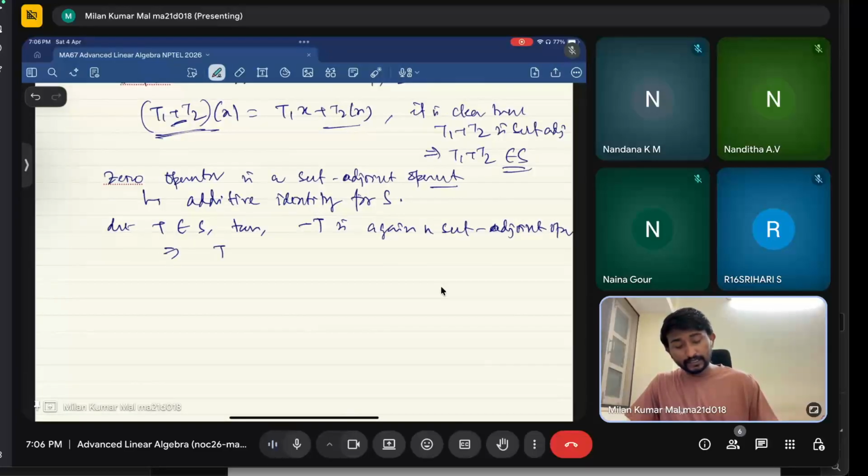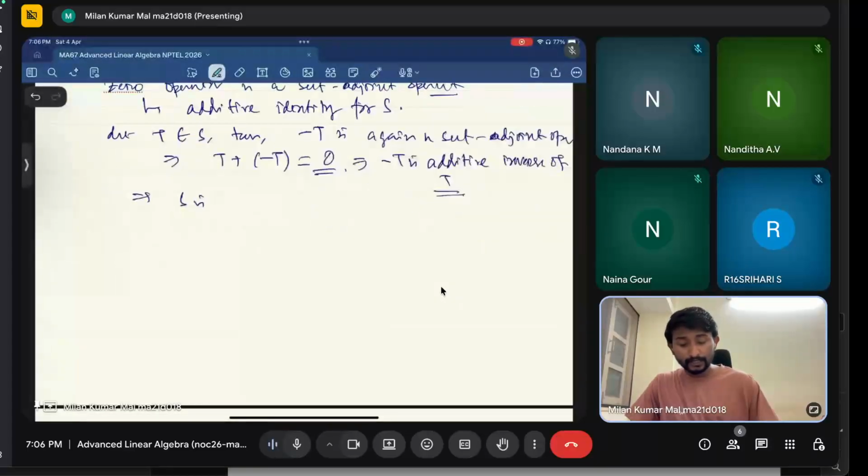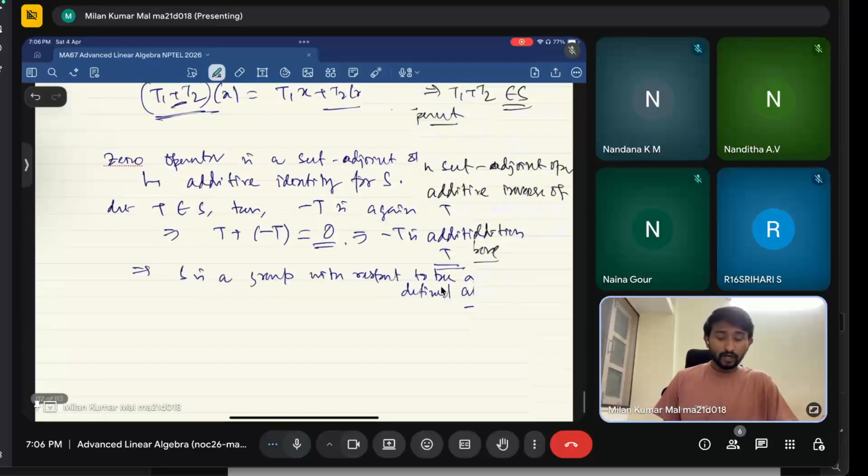That says that T plus minus T is equal to 0, that is the additive identity. That implies minus T is the additive inverse of T. Okay. So that says that S is a group with respect to addition. S is a group with respect to the addition defined above. Defined above means this is the addition. With respect to this addition, this is the additive group.